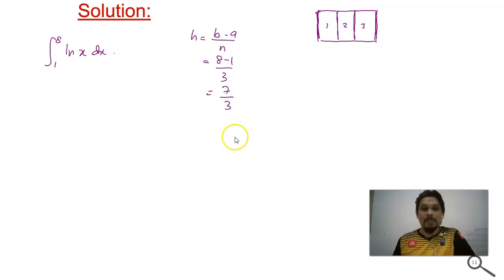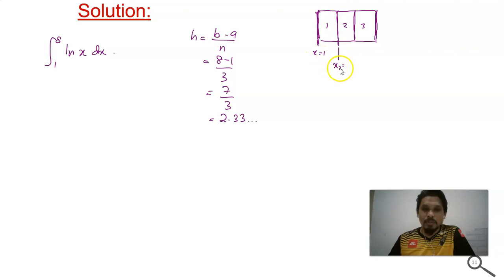If I change this 7 divided by 3 to a decimal, which is 2.33. Okay, never mind, we can use this actually. So now, let's say this is x equal to 1. What about this one here?